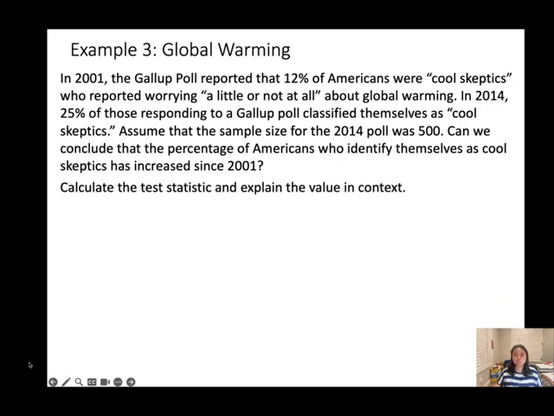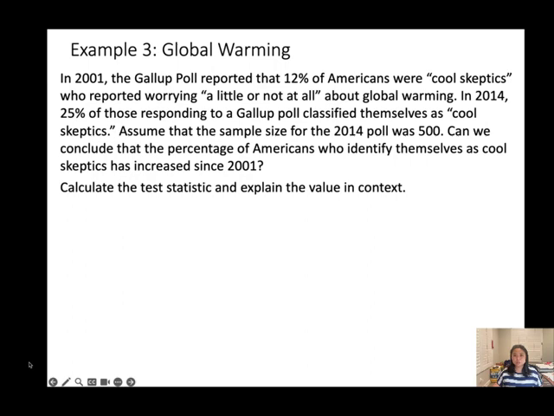In 2001, a poll reported that 12% of Americans were cool skeptics, who reported worrying a little or not at all about global warming. In 2014, 25% of those responding to the poll classified themselves as cool skeptics. Assume that the sample size for the 2014 poll was 500. Can we conclude that the percentage of Americans who identified themselves as cool skeptics has increased since 2001?